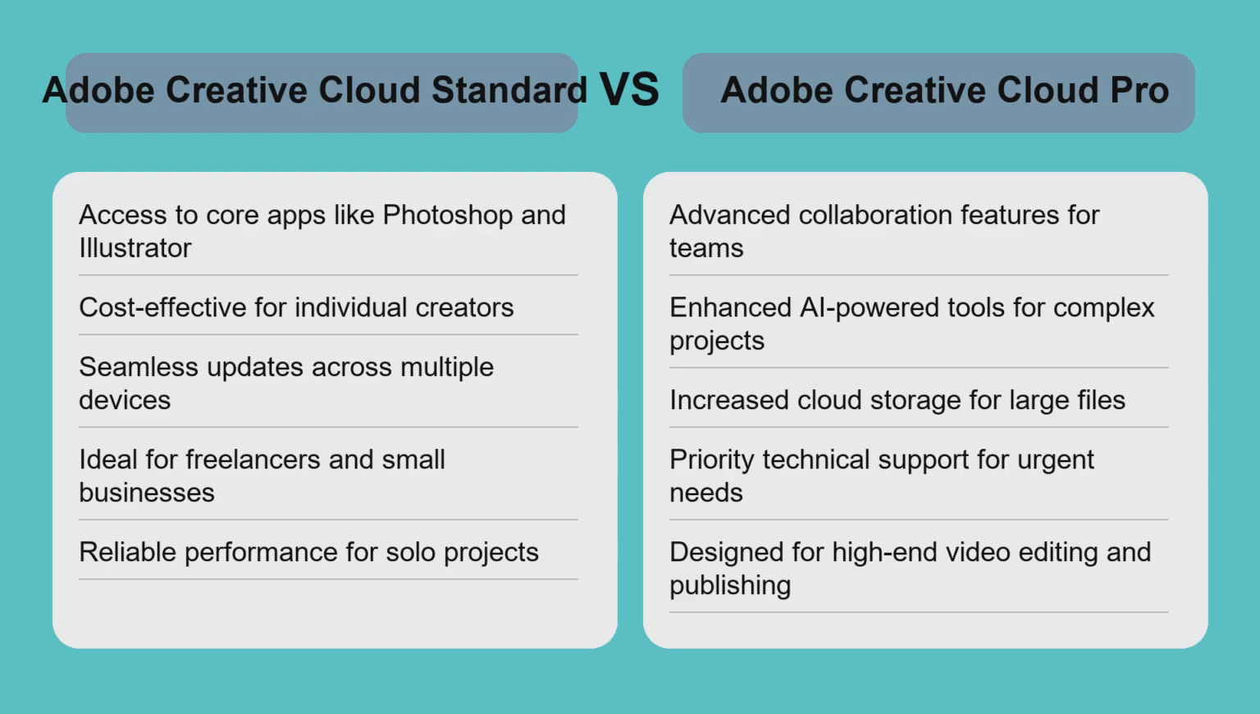Pro, however, shines in collaborative environments where teams share files and co-edit in real time, making it ideal for agencies and studios. Pro's advanced AI features and priority support accelerate complex workflows, but come at a higher price. If you need cloud storage beyond the standard limit or rely on version control, Pro is the clear choice. For solo users or small teams with basic needs, Standard delivers excellent value without unnecessary extras.